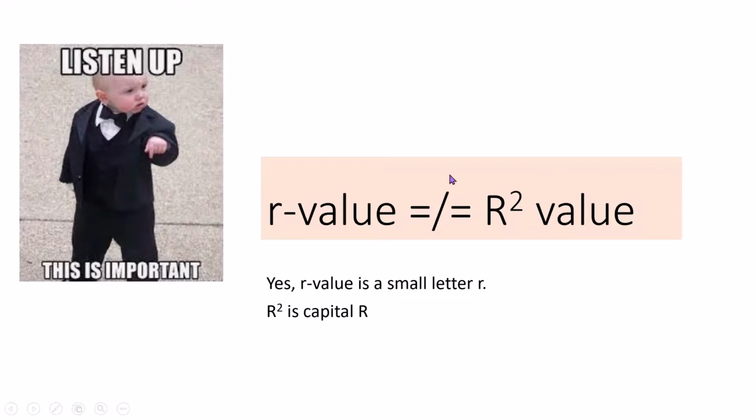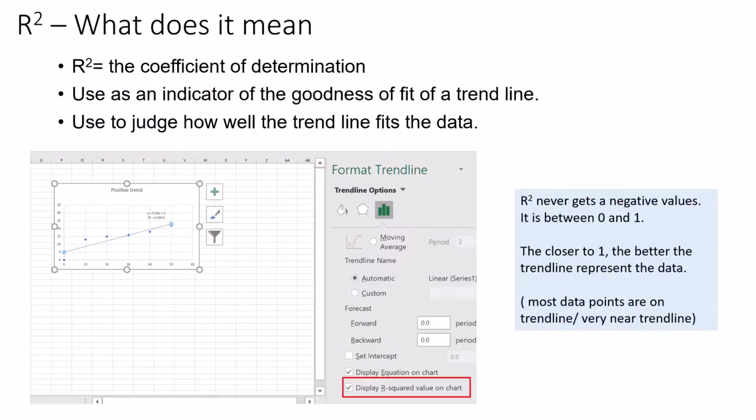So apart from the display format, another thing is the difference in meaning. The R value is about the linear correlation between your IV and your DV. Whereas the R-squared value is about how well the data fits the trend line, as you can see in the next slide. So it's an indicator showing the goodness of fit of the trend line.